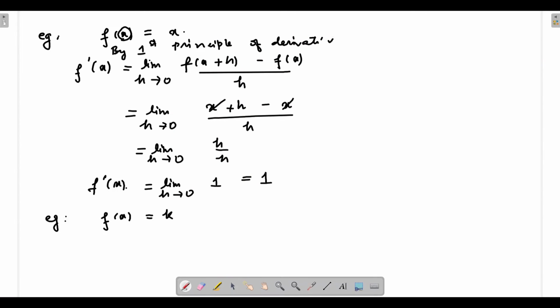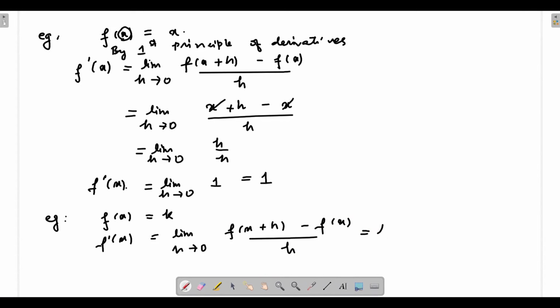We get this definition. Now let us look at the derivative of f(x) = k by the first principle. So we'll get f'(x) = limit h tends to 0 of [f(x + h) - f(x)] / h. So this will be equal to what?